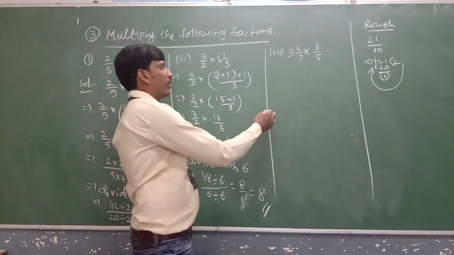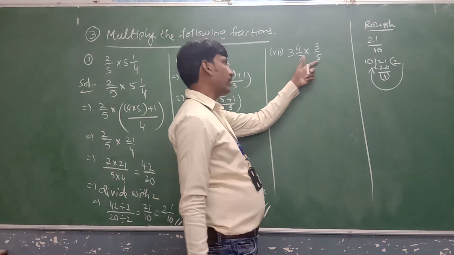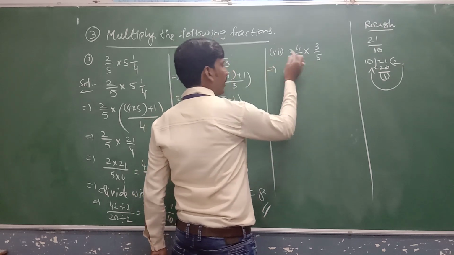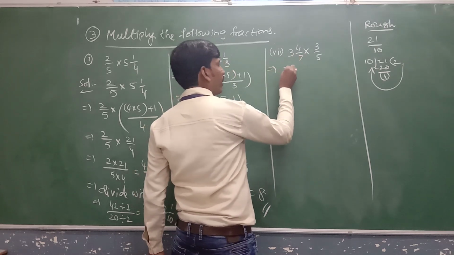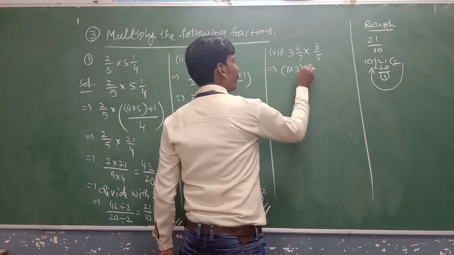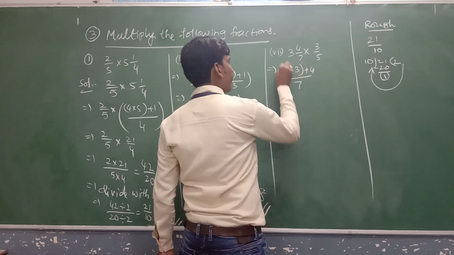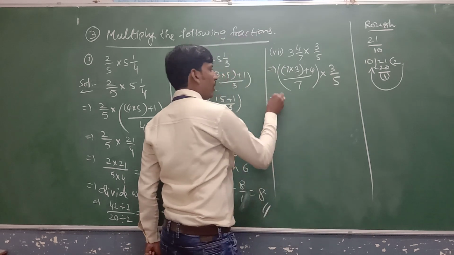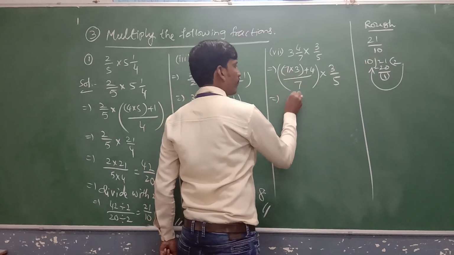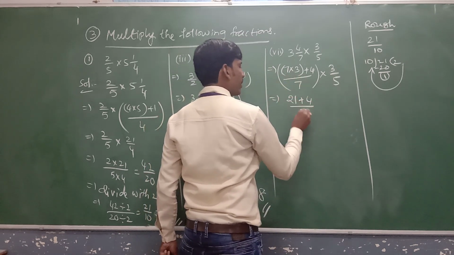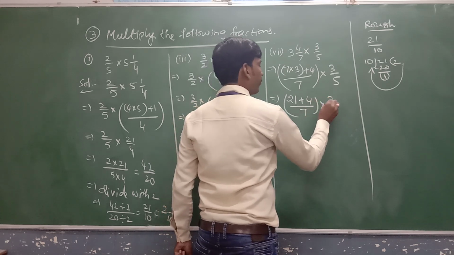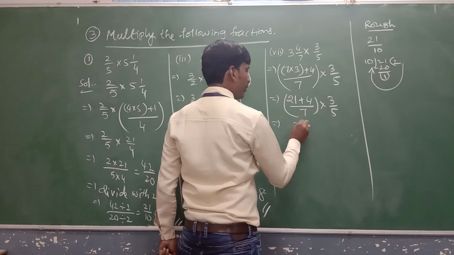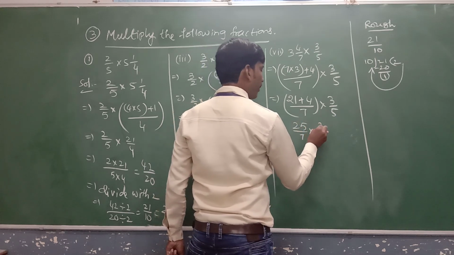Now coming to the 7th problem. Here is a mixed fraction into a proper fraction. Same process. Convert into improper. 7 into 3 plus 4 divided by 7. Clear? Into 3 by 5. So this implies 7 3s are 21 plus 4 by 7 into 3 by 5. So 21 plus 4 is equal to how much? 25 by 7 into 3 by 5.